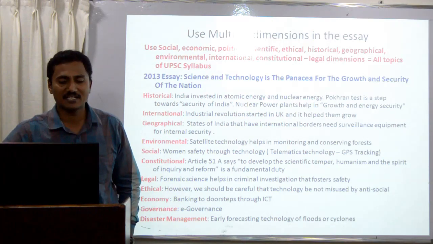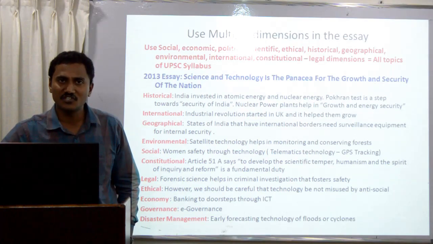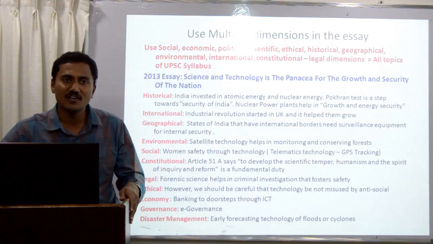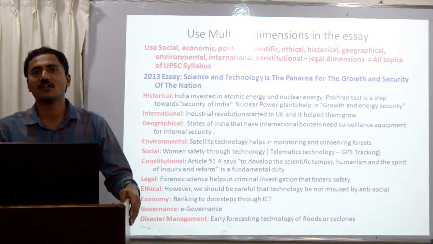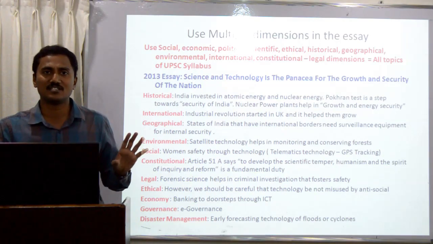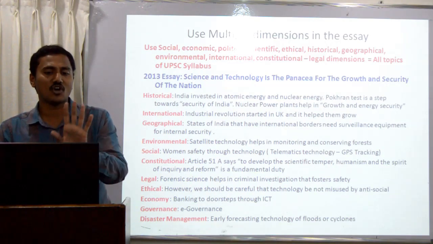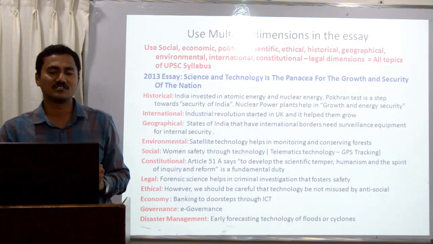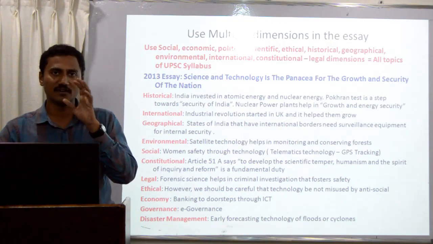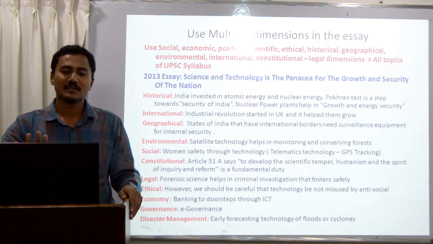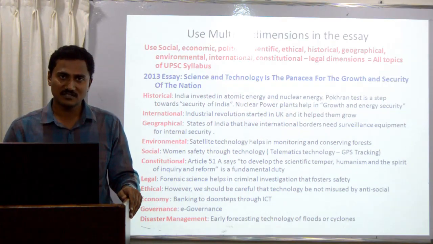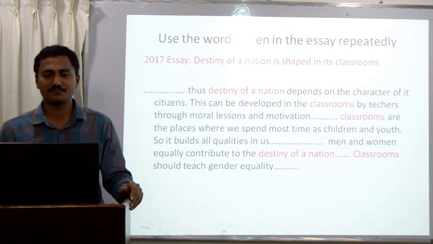Then come for the economy aspect. In the banking, you can use ICT for easy banking. Similarly, for governance also, e-governance you can use. In disaster management, early forecasting of cyclone or flood, whatever, will help you in better disaster management. So here, for the essay topic, I have used different dimensions. In similar way, you can use different dimensions, and I am sure this will fetch you more marks in the essay. Come for the next tip.